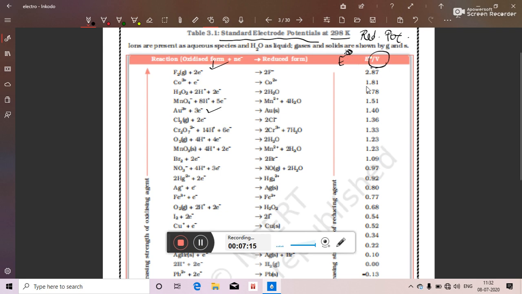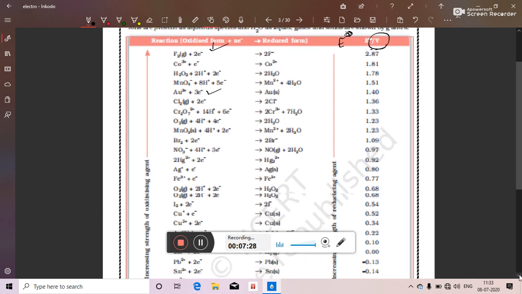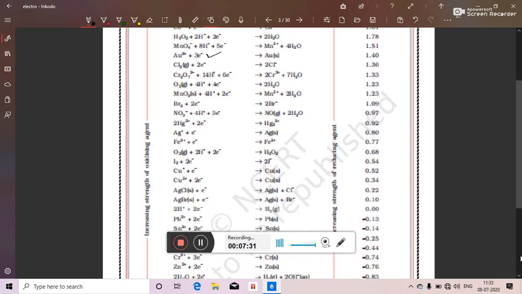Now here you can see that when we move down, the reduction potential goes on decreasing. Initially we have positive values, then we move towards 0, and thereafter towards negative values. So that shows that the reduction potential goes on decreasing. When we arrange different electrodes in decreasing order of their reduction potential, then the series which is obtained is called EMF series, that is electromotive force series.